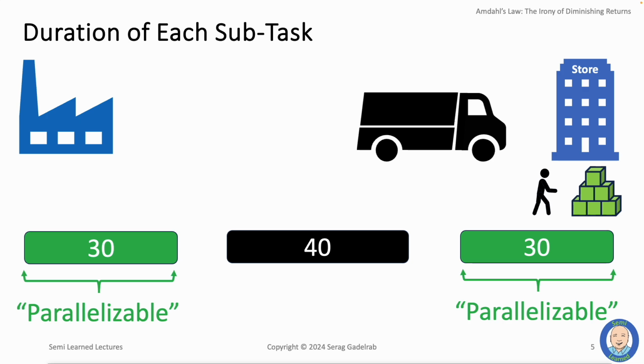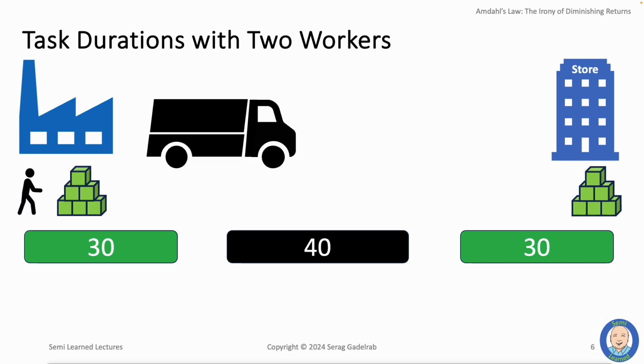The duration for driving the van between the factory and the store is of course not impacted by adding more workers. Tasks like driving that van are not parallelizable and are therefore called serial. Serial tasks need only one worker to be active, and any additional workers will be idle while the van is being driven from the factory to the store.